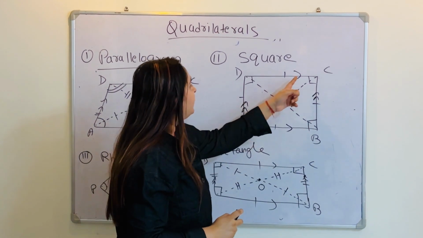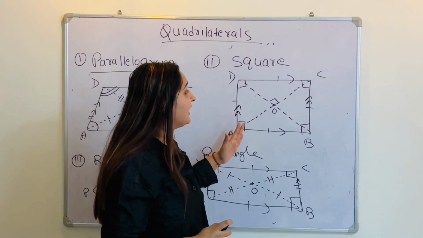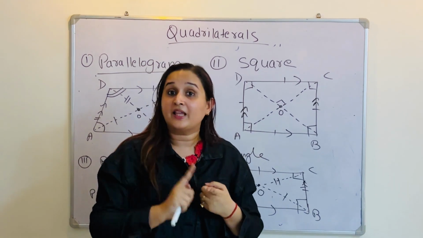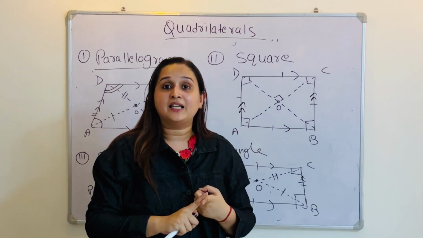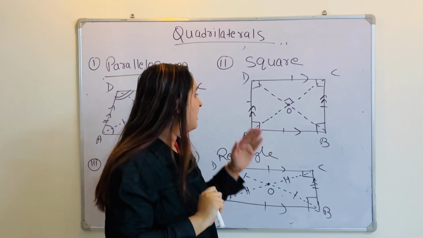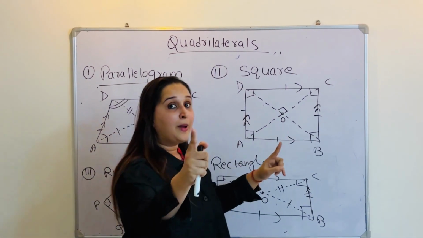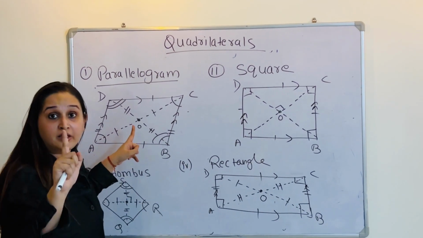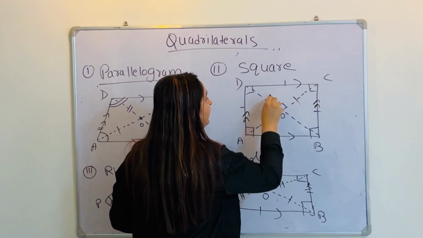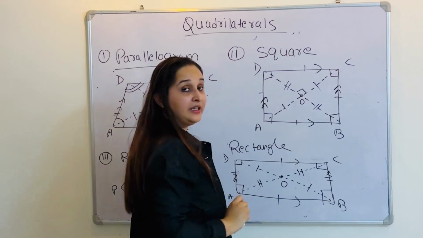Now let's talk about the diagonal property. The diagonals of the square are equal. They bisect each other and they bisect each other at 90 degrees. So that's the property of a square. So they are equal. In a parallelogram, they were not equal. But here they are equal and they bisect each other at 90 degrees.